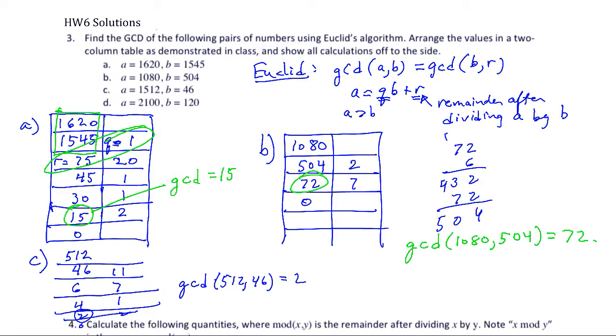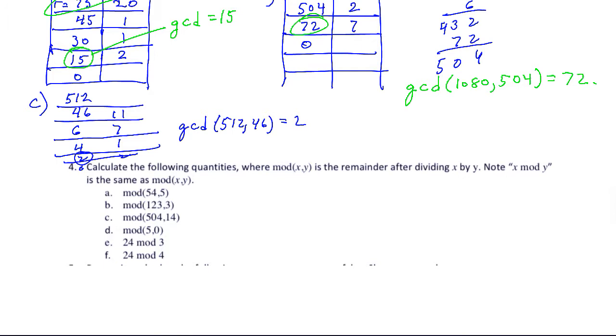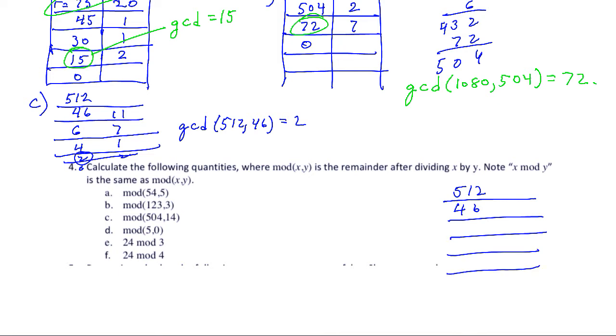Okay. Sorry for the crunched up solution there. Part D. Boy, I really need more room, don't I? I'm going to go ahead and take some room down here. As a matter of fact, I'm going to write 512, 46, and spread my work out on this other one. I got 11 and 6. I got 7 and 4. I got 1 and 2. I got 2 and 0. And there's my GCD.